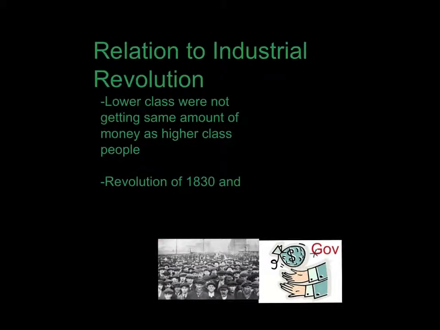During the Industrial Revolution, the lower class were getting less money than the higher class, and since they thought it was unfair, during 1830 and later 1840, they revolted so that they can get economic equalities. These revolutions were known as the Revolution of 1830 and 1848.